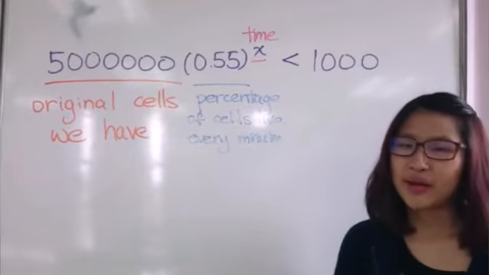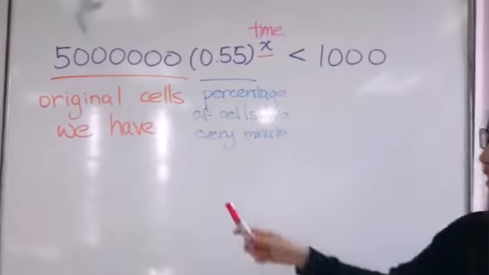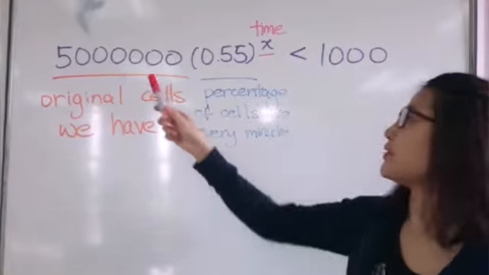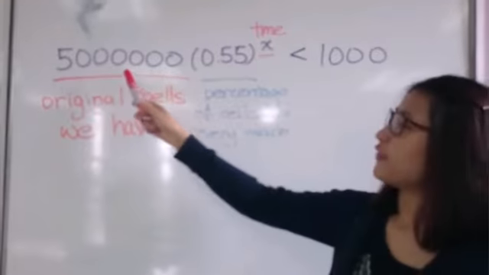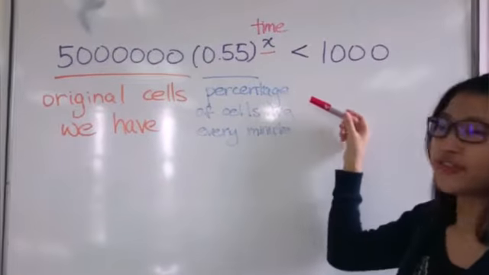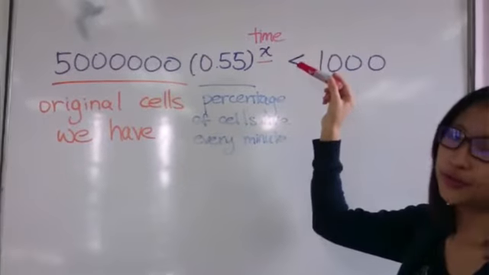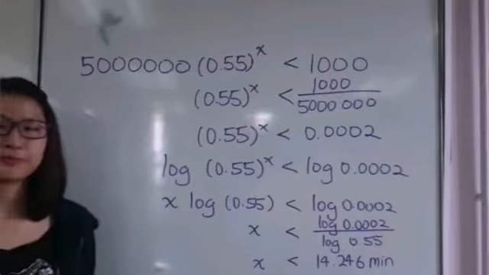Here's the question. By what time the cell we have will be less than 1000? So we solve this problem using this equation. 5 million is the original cell we have, and 0.55 is the percentage of cell live every minute. Then x is the time, that's our unknown. Then when is it less than 1000?